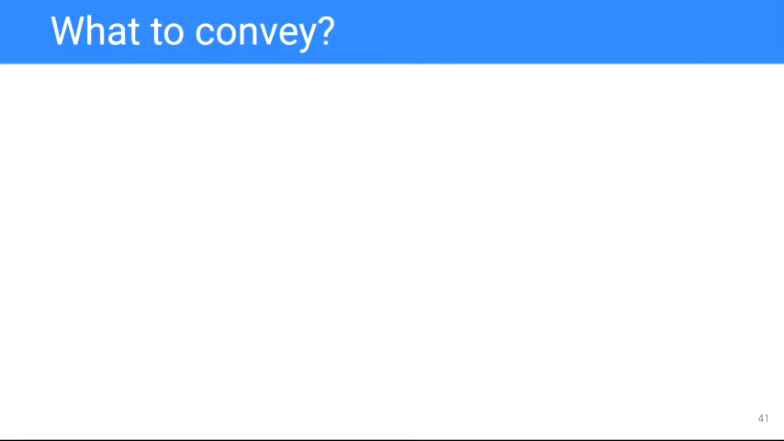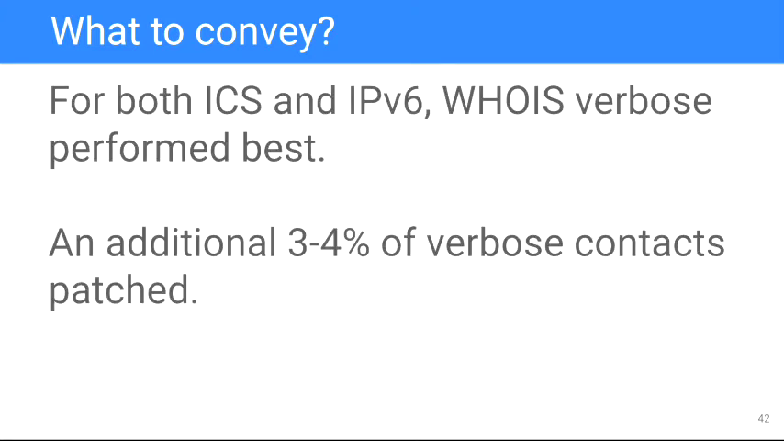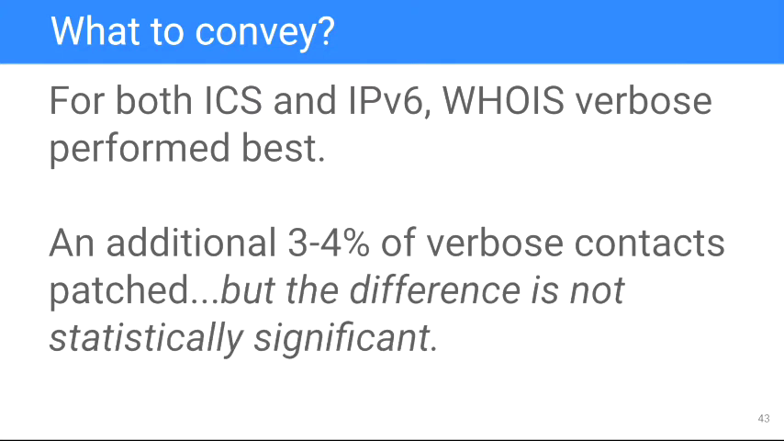So when you do contact them, specifically the whois contacts, what kind of details should you provide? We saw for both IPv6 and ICS that the whois verbose, the very detailed message, performed the best, with an additional 3 to 4% of the verbose contacts patching. However, under our statistical analysis framework, which is detailed more in the paper, we saw that this difference was not statistically significant. So there's still some uncertainty about how impactful detail is on a notification's effectiveness.